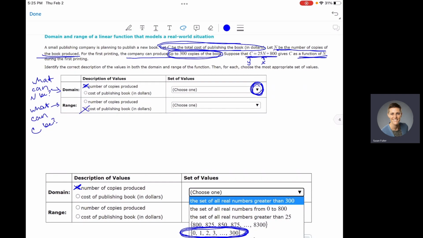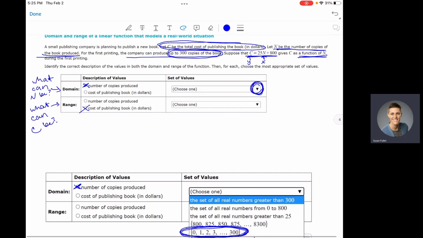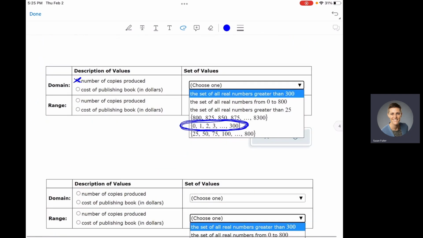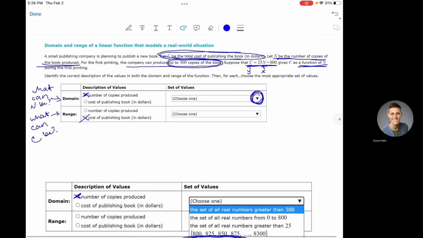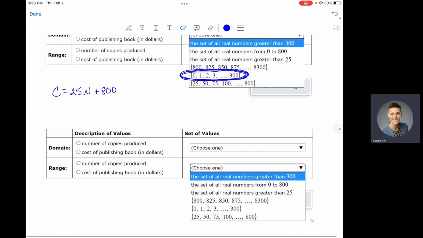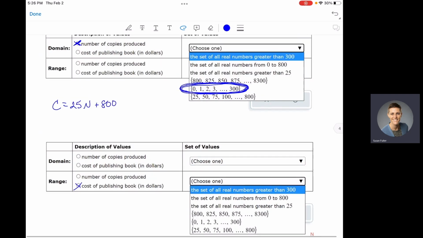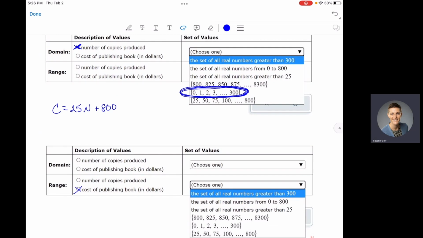It's going to depend on how many books we produce. So C equals 25N plus 800. That's our function. I just grabbed it from here and copied it down so that we could think about this. So our range is the cost, and we have to figure out which values this can take on when we're producing 0, 1, 2, 3, 4, 5, all the way up to 300 copies. So again, let's start with our endpoints and figure out what values this can take on.